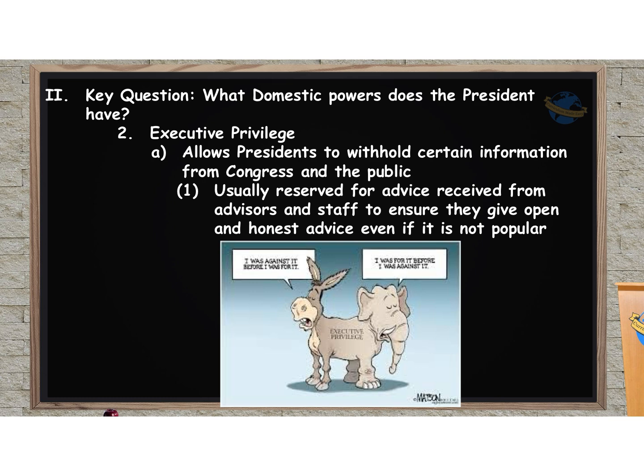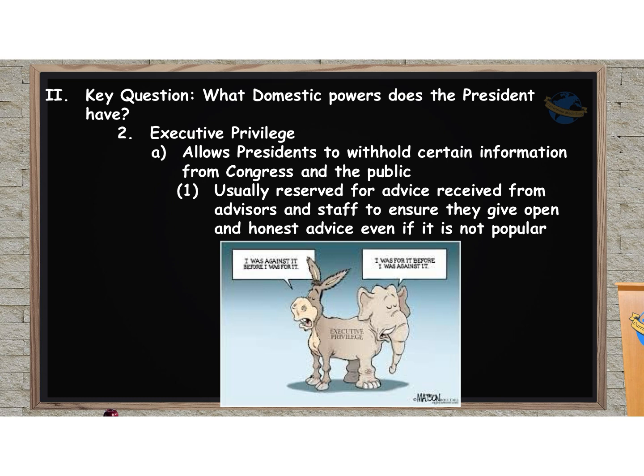secret. Usually this is reserved for the advice received from advisors and staff to ensure they're open and honest, even if they're giving an unpopular opinion. The idea here is that if the president needs to hear something unpopular, you need a staffer who's willing to say it, even if it could make them look bad if it got out to the public that they were the one who said it.